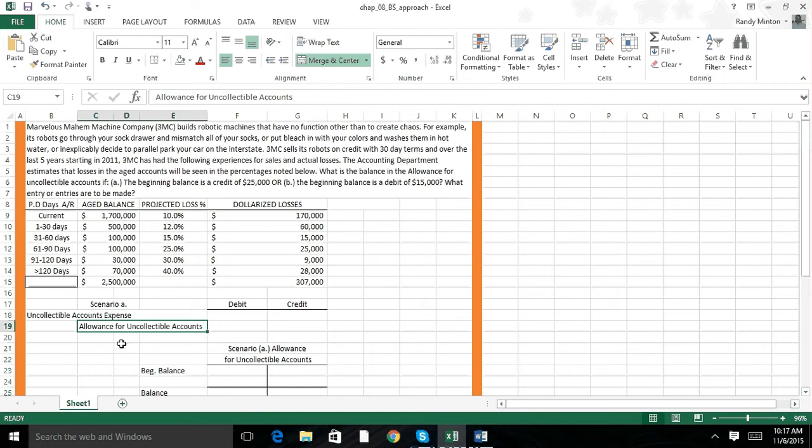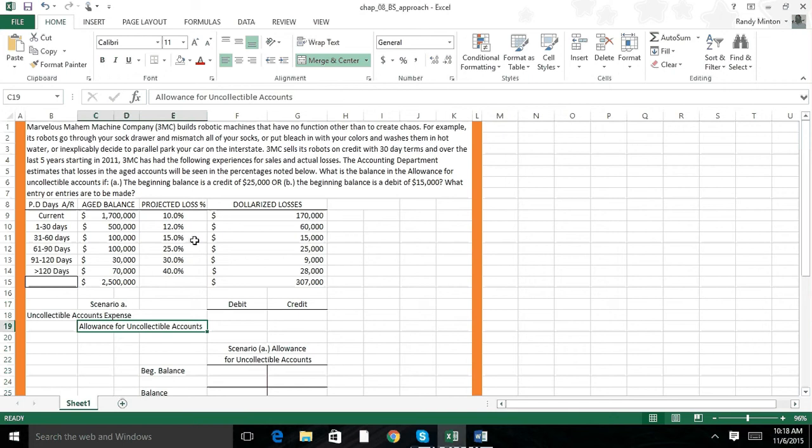Remember, in the last video, the entry, whatever we calculated, stayed the same whether the balance in the allowance for uncollectible accounts was a debit or a credit. So you're going to see a change here, and it's really important because if you can't separate these two, you're going to have a very difficult time on the examination. So without further ado, let's begin.